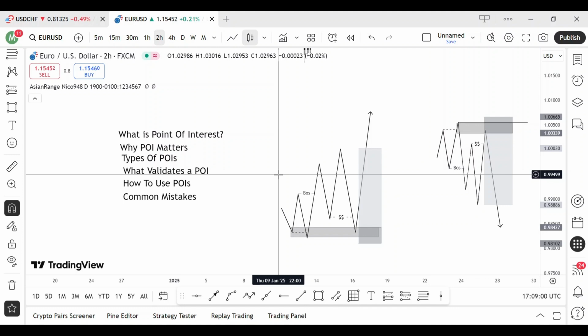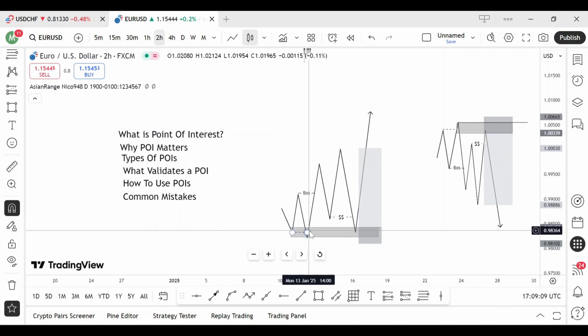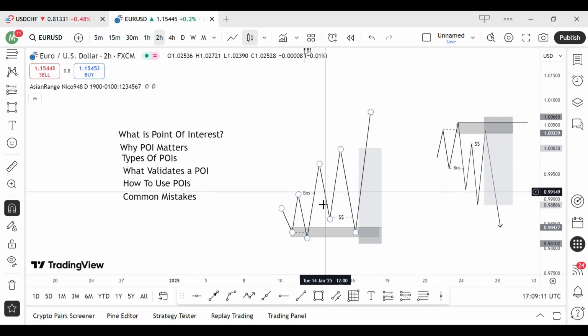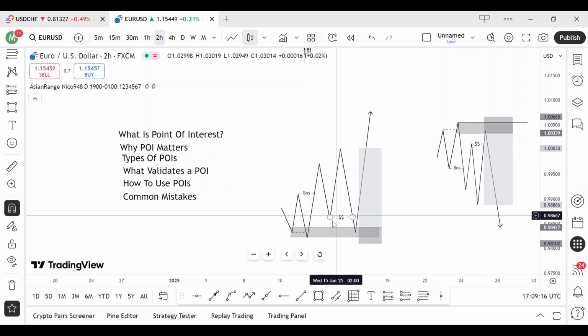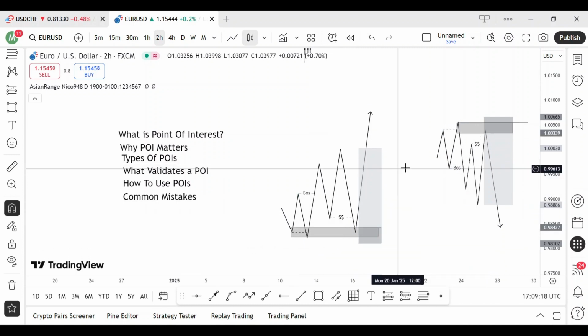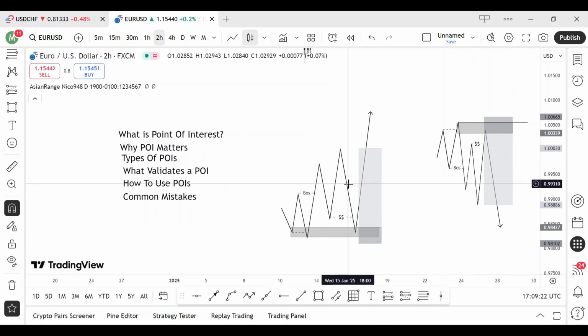Forcing trade at every zone. Not every POI is valid. Remember, we said what validates a POI: it must have swept a previous low or high and given us a break of structure, either to the upside or to the downside, and there must be a liquidity above it or below it. This is what validates the POI.